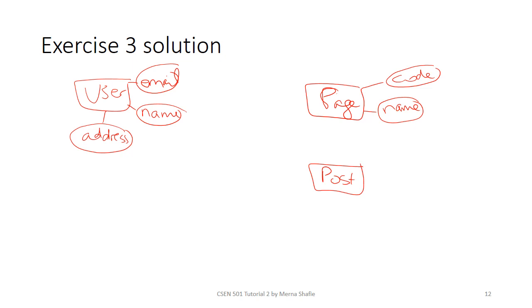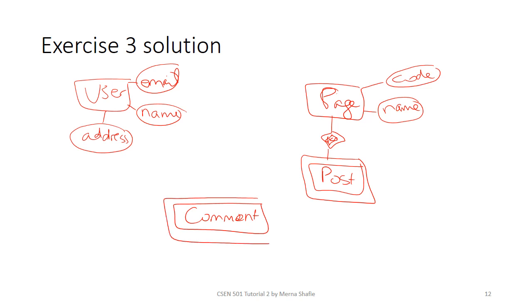And we have post, which is an entity on its own. We said that it is weak because it depends on what? The page. So it has an identifying relationship. The page has posts.